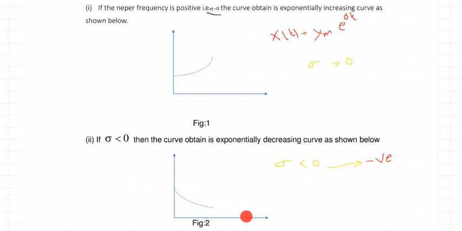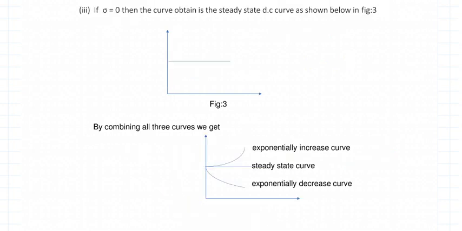And there's one more case, as we just discussed, that sigma is equal to 0. Now we have the third case when sigma is equal to 0. What happened to your signal x(t)? Your x(t) signal was a function of xm e raised to sigma t. What happened when you put sigma as 0 there? When we put sigma as 0, e raised to 0 becomes 1.